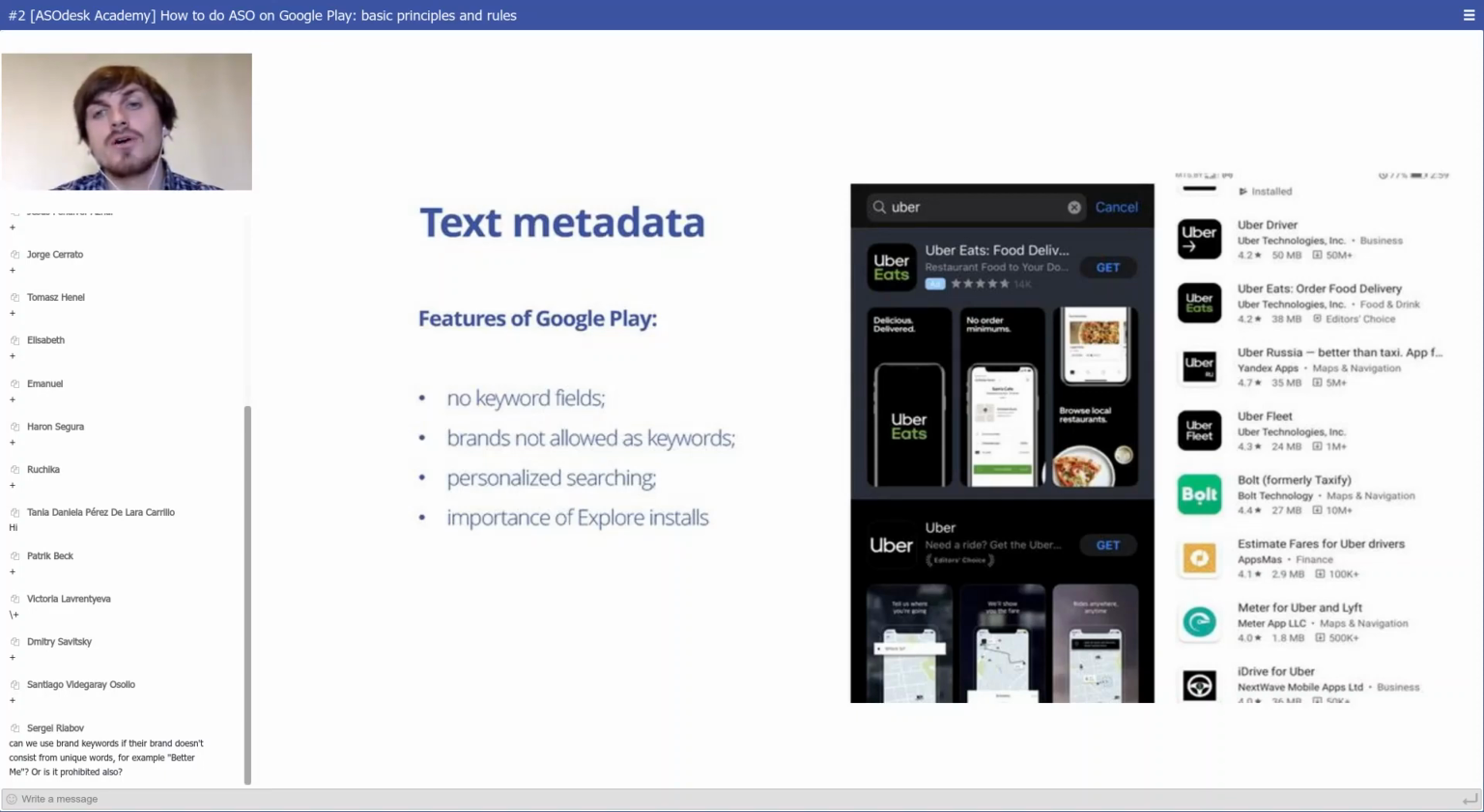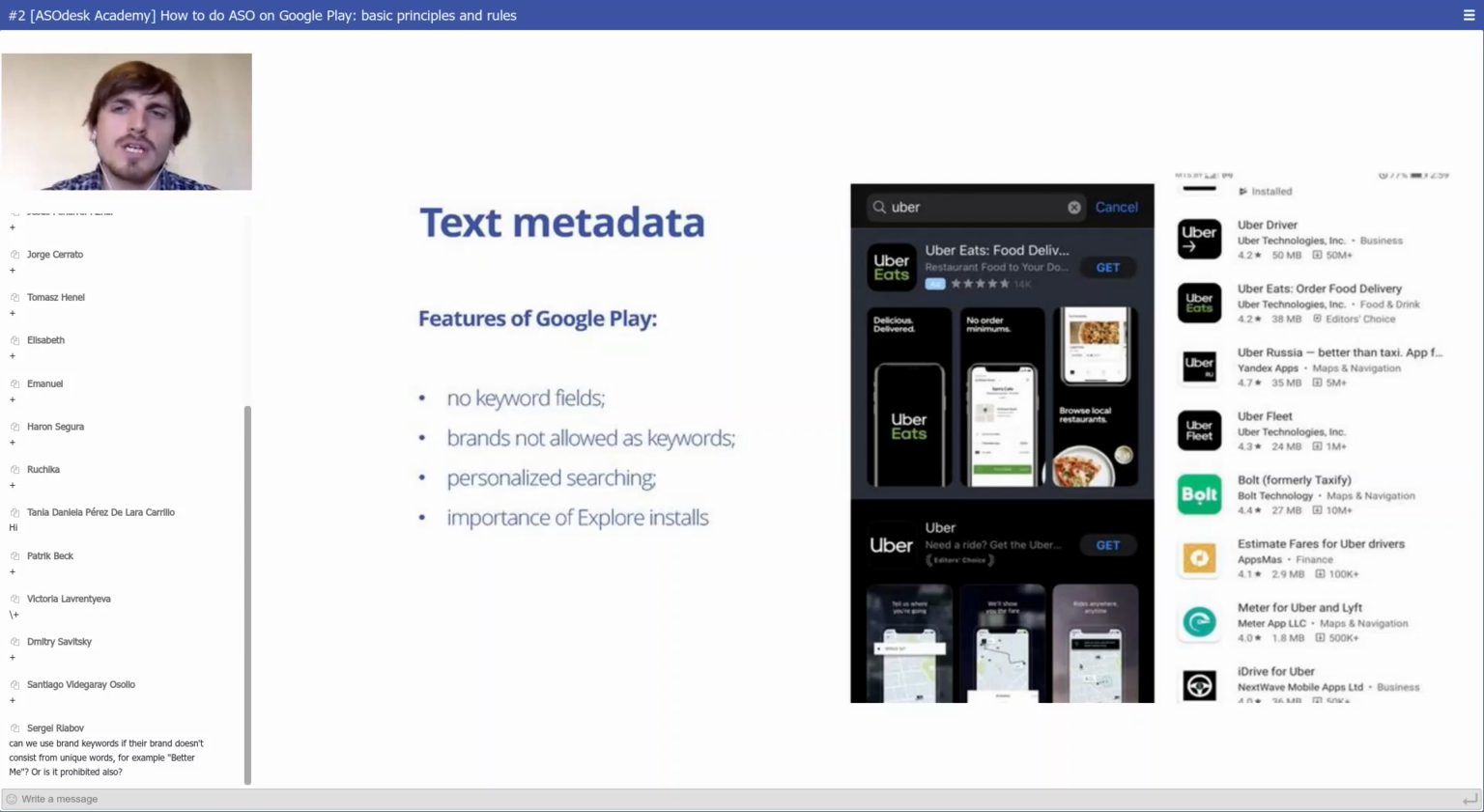And this 3rd point is connected with the 4th point, that there's a huge influence of explore installs on ASO strategy in general on Google Play. The thing is that I think the majority of app developers are getting from maybe 20 until 50%, like the share of explore installs on Google Play is from 20 to 50% across different categories, different apps.